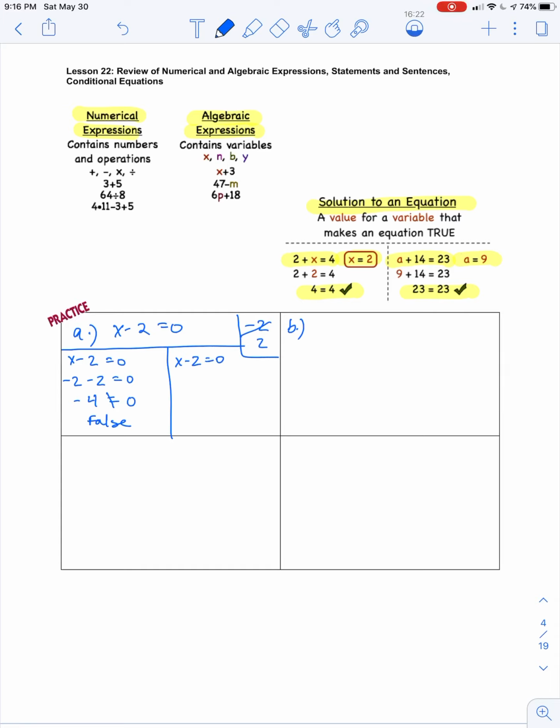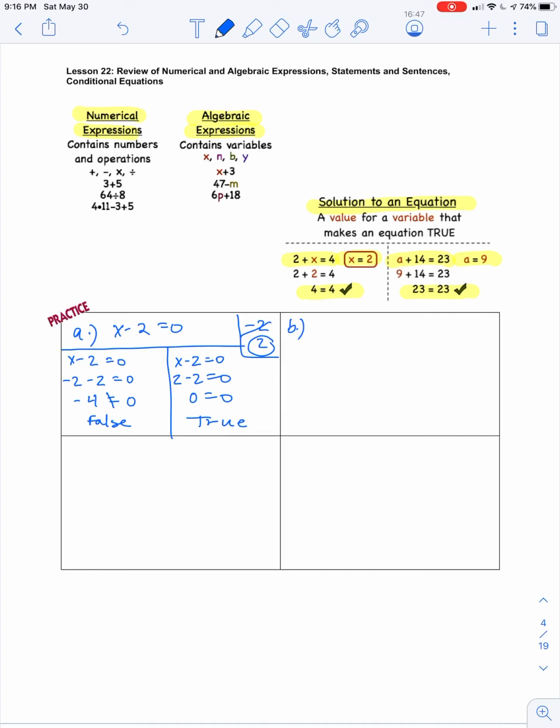So we have x minus 2 equals 0. I'm going to put a 2 in there. 2 minus 2 equals 0. 0 equals 0. That is a true equation. So 2 is a solution to the equation x minus 2 equals 0. When you plug 2 in, it makes a true statement, causing that solution to be considered as such.